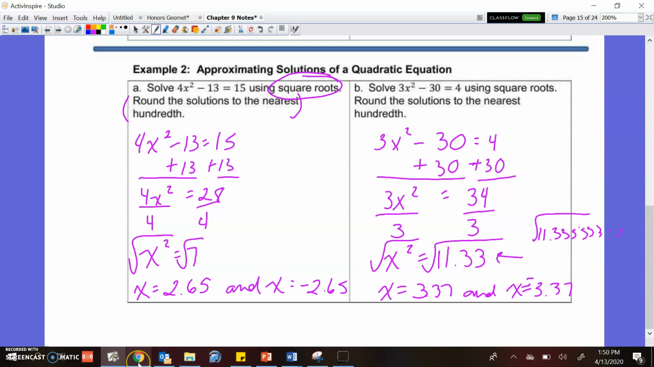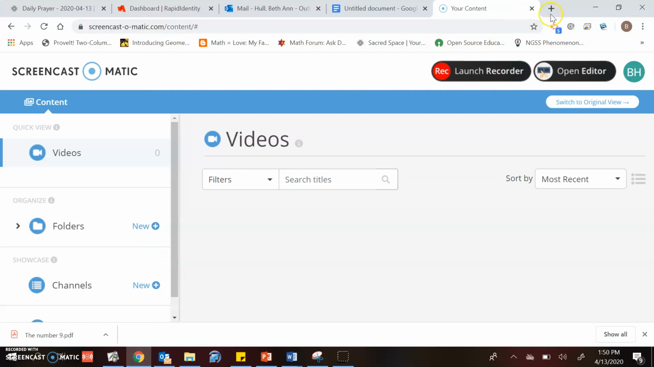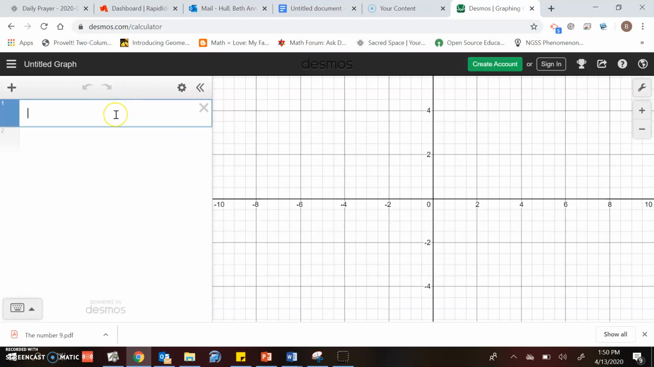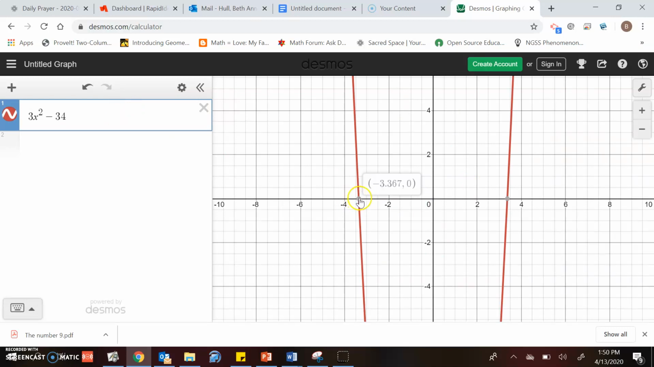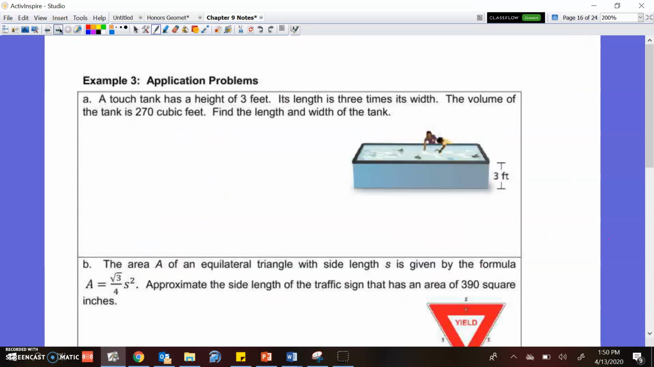And just so you believe me, let's try 3x squared, I'll say minus 34. Let's just take a look at that. Okay. So 3x squared minus 34. And our two answers are negative 3.3, rounded to the nearest thousandth. And there's the positive. Okay, so we can see our answers, like we said, aren't always going to be nice, neat numbers, but that's okay. So if you see something that doesn't work out, don't immediately think you did it wrong.